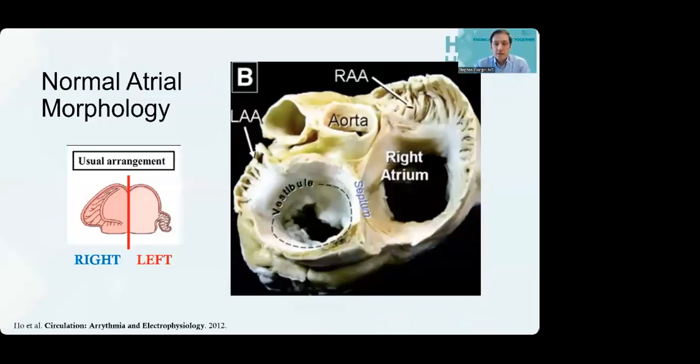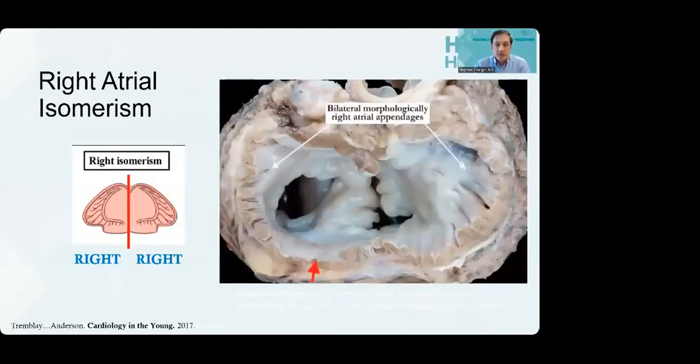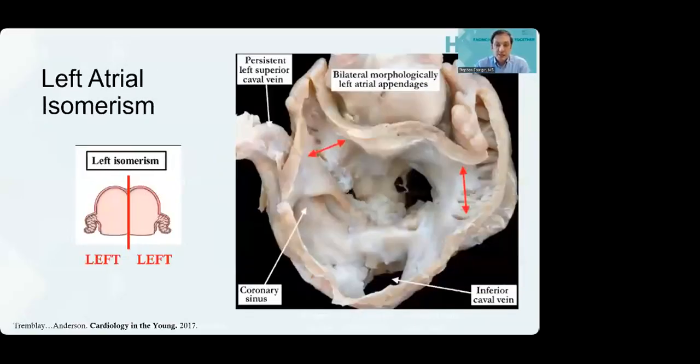Classically, cardiac isomerism is described in terms of the morphology of the atria, and specifically the atrial appendages. The right atrial appendage is broad-based, with pectinate muscles extending out into the atrium itself. The left atrial appendage is more narrow and finger-like, with pectinate muscles confined to the appendage. Meanwhile, in right atrial isomerism, you have bilateral, morphologically right-sided appendages, with pectinate muscles surrounding the entirety of the adjacent atrioventricular junction. In left atrial isomerism, you can see how the finger-like left atrial appendage is duplicated on the right, with pectinate muscles confined to the appendage.